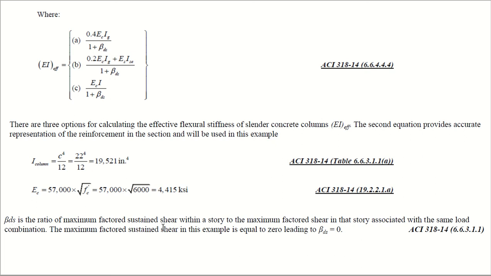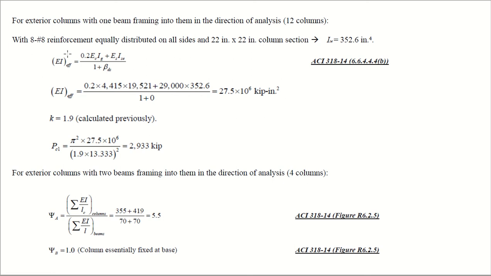Beta ds is the ratio of maximum factored sustained shear within a story to the maximum factored shear in that story associated with the same load combination. So the maximum factored sustained shear in this example is equal to 0, leading to beta ds equal to 0. So if this is 0, then Ec Ic divided by 1 will be the final equation. Similarly, these terms will be 0. For exterior columns with one beam framing into them in the direction of analysis, there are 12 columns, with 8 reinforcement bars equally distributed on all sides and a 22 by 22 inch column section, Ise is equal to 352.6 inch to the power 4. EI effective from equation 2 will be calculated as 27.5 into 10 to the power 6 kip inch square.